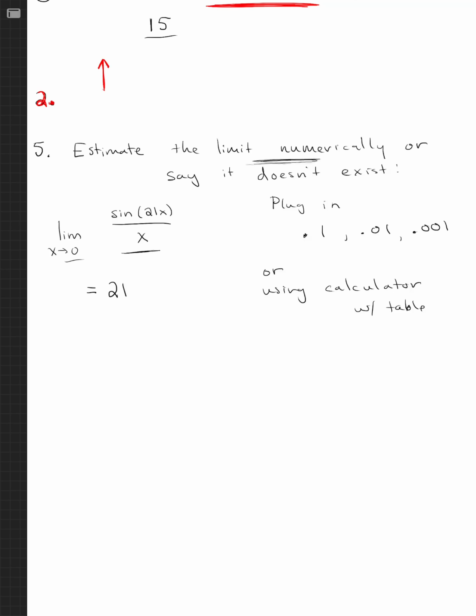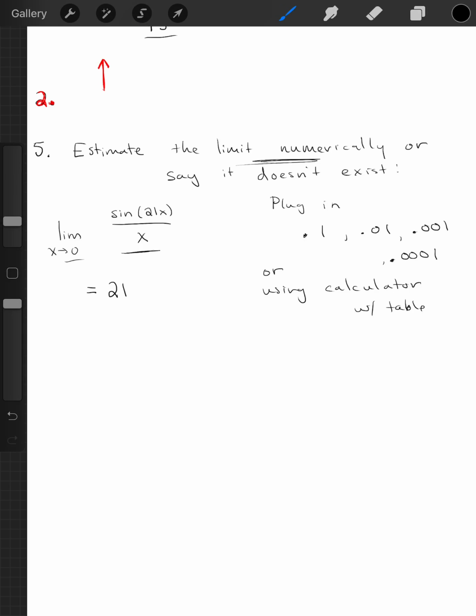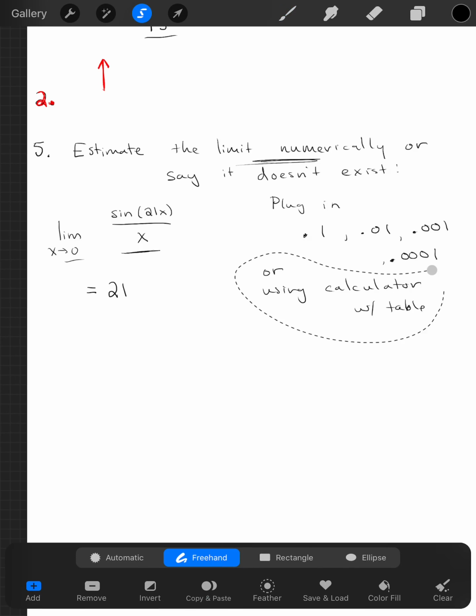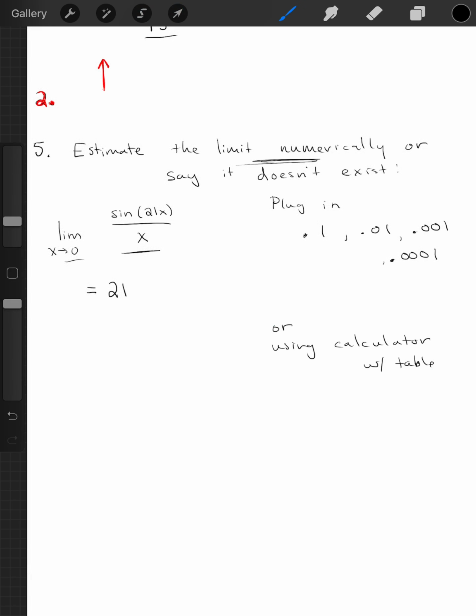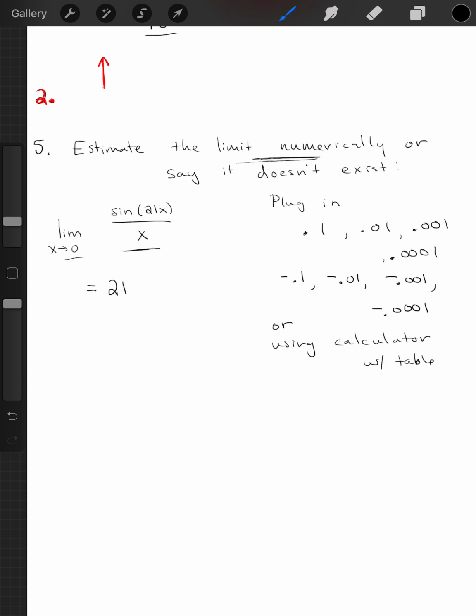Again, if you don't have a calculator that can make a table of values for you, maybe you're plugging it into Google, then you can just plug in things that get closer and closer. If you do it this way, to make sure you get the limit on both sides, you'll also want to do negative 0.1, negative 0.01, negative 0.001, negative 0.0001, to try to see where it's going.